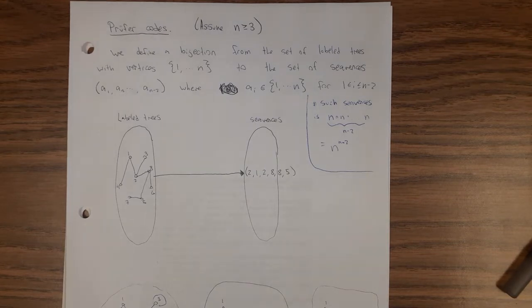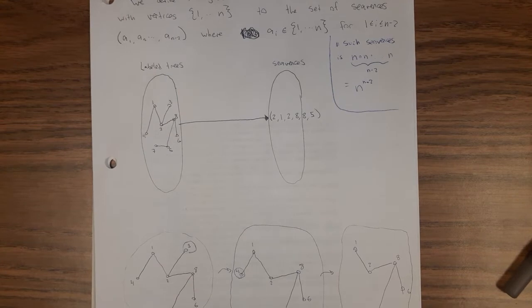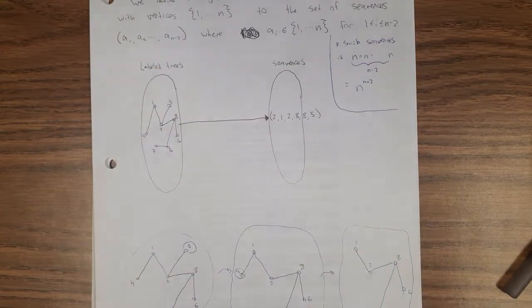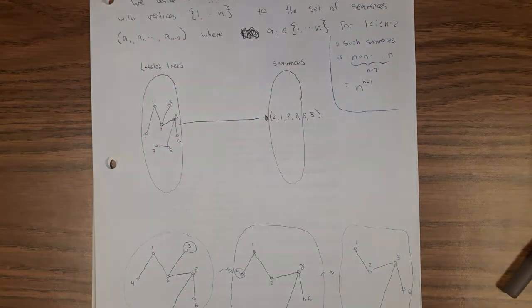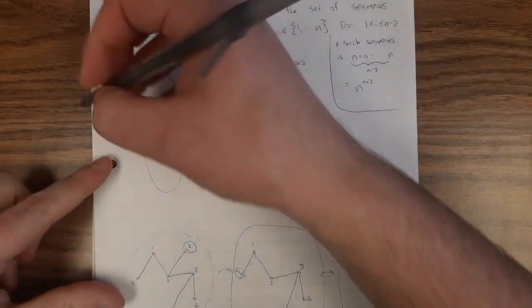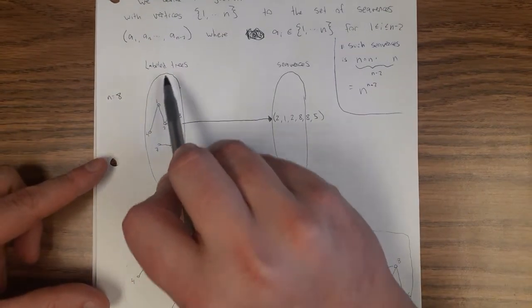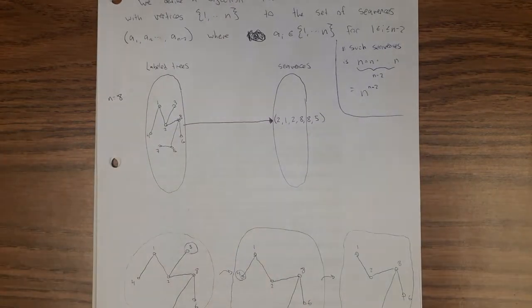Okay, so let's describe this bijection. And again, it's a bijection whose domain is the set of labeled trees on n vertices. So in this picture, I just drew one example of a labeled tree with 8 vertices. So I guess n is 8 in this picture. And of course, there's a lot of trees in this set. I just drew one of them. So there's a lot in this picture that I'm not drawing.